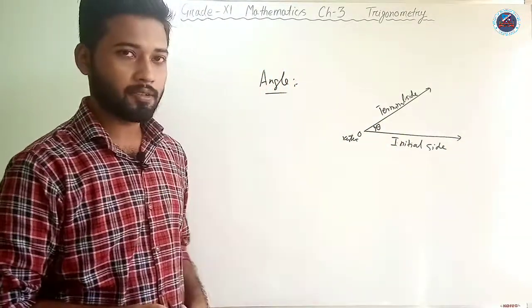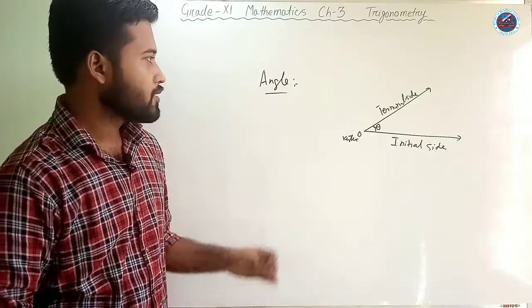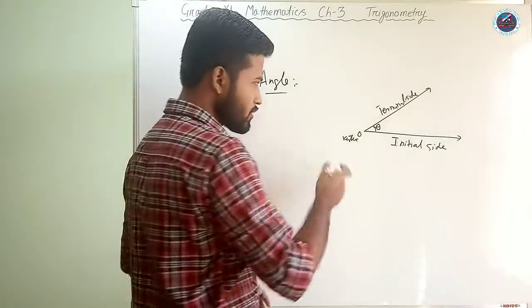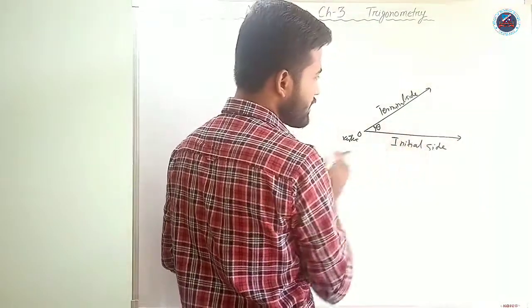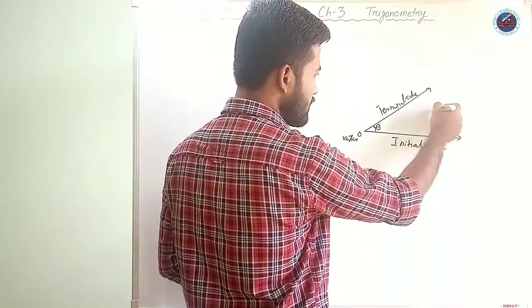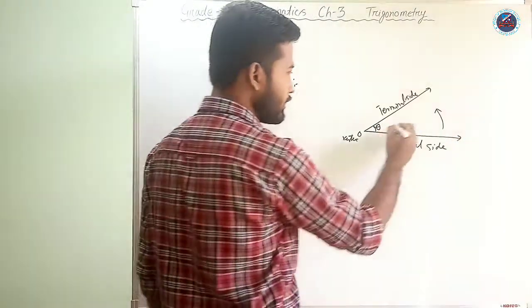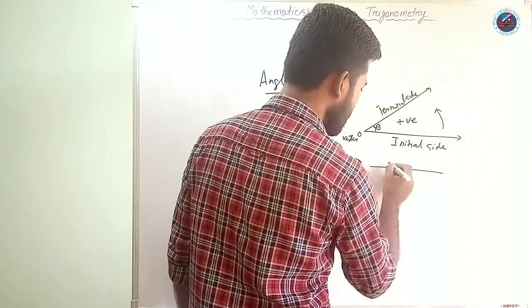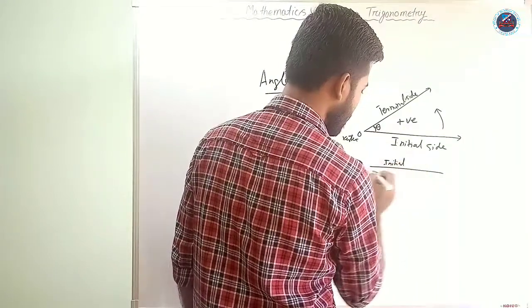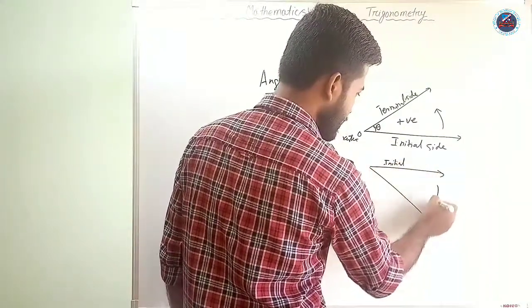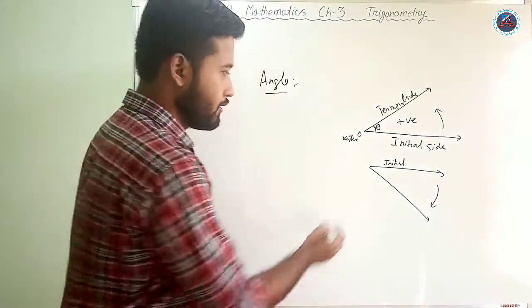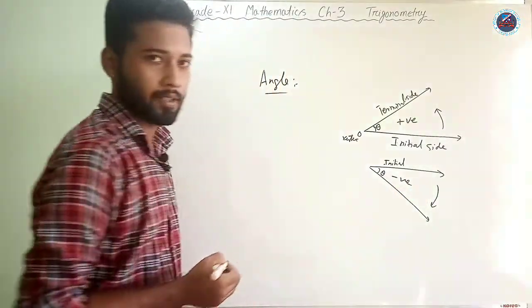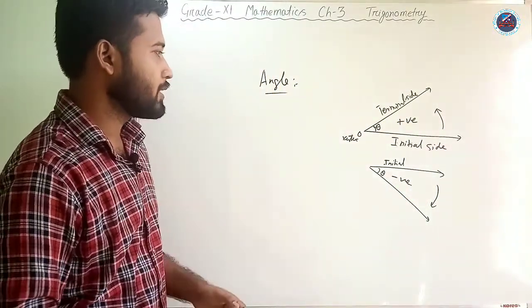Fine. So you have got this in your grade 6, 7 as well. Here in grade 11 we are interested in positive and negative angles. So what is a positive angle? If this is the initial side and the terminal side turns anti-clockwise, then the angle that is formed will always be positive. And if this is my initial side and the terminal side is moving clockwise, then the angle that is formed will be a negative angle. So this is about positive and negative angles.